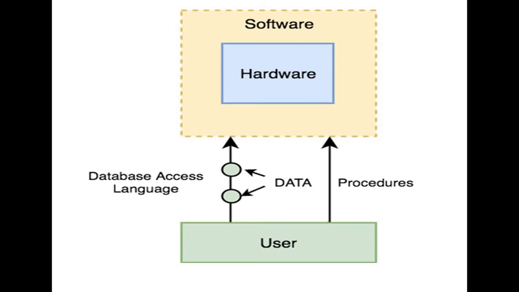So first one is software, hardware, and the user is directly interacted with the hardware and software. The hardware and software follow some procedures, and the user can communicate with the hardware and software of the databases by using some database access languages. And data are generally the raw facts, those are saved inside the databases.